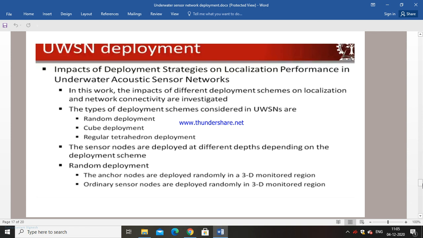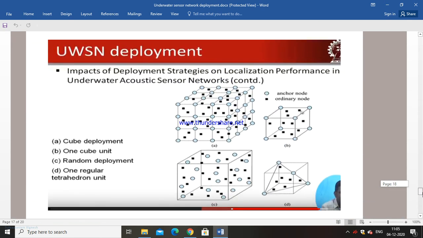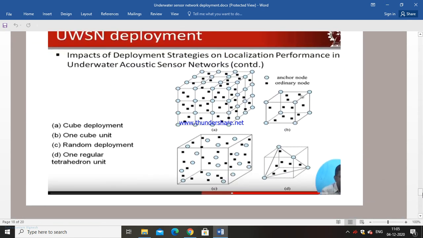Sorry, the slide is repeated. Here we see the cube deployment, one cube unit, a random deployment, and one regular tetrahedron unit. The first one is the cube deployment. This is one cube unit, and the nodes are within the cube.